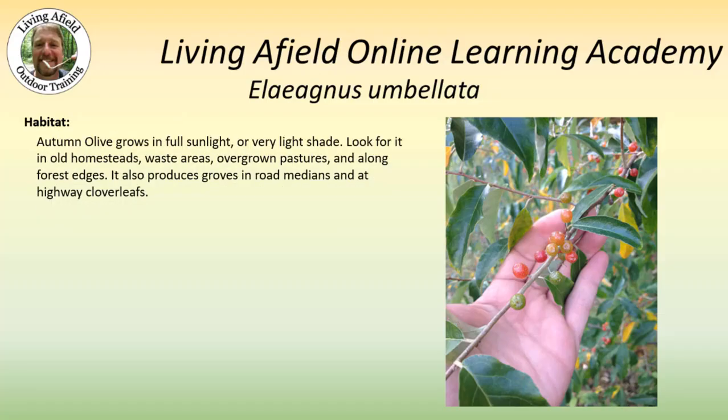The autumn olive likes to grow in full sunlight or maybe very light shade. You're going to find it along the margins of forests, typically along walking paths or biking paths. Rail trails are a great place for it to grow. They also grow in the road medians and at highway clover leaves. You'll oftentimes find large groves of them.